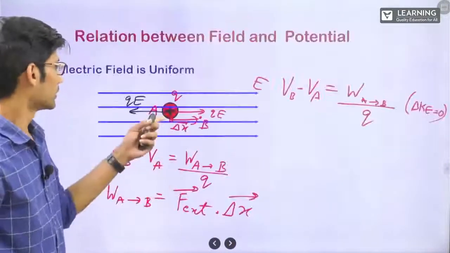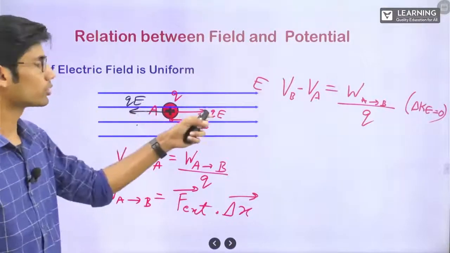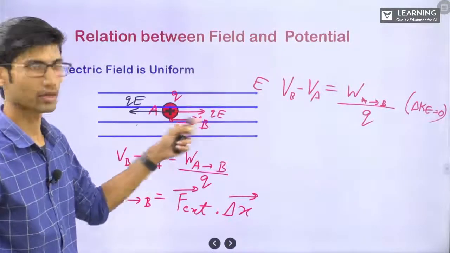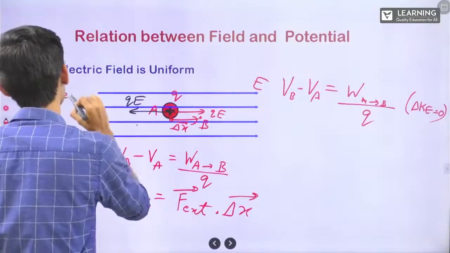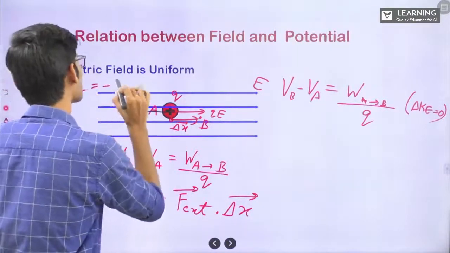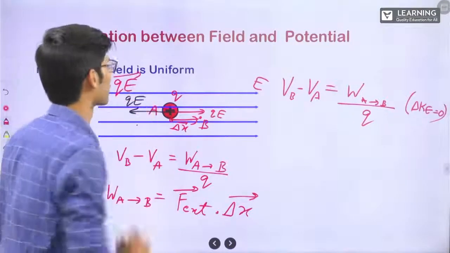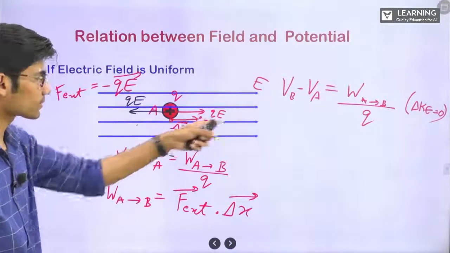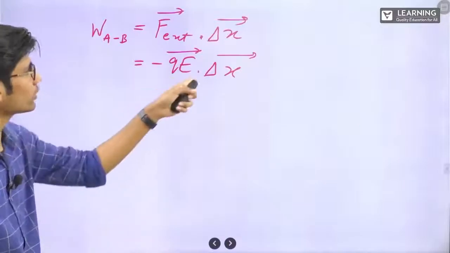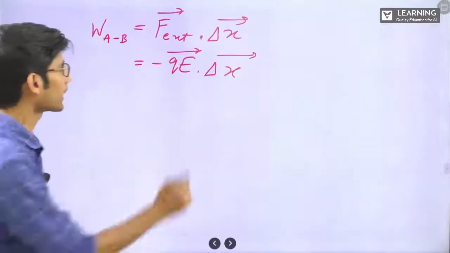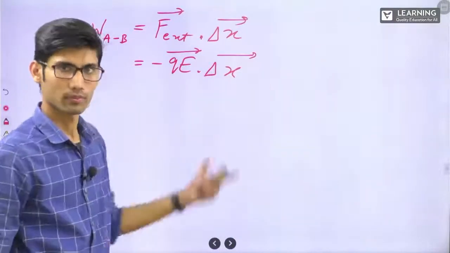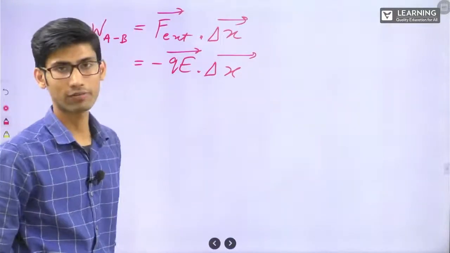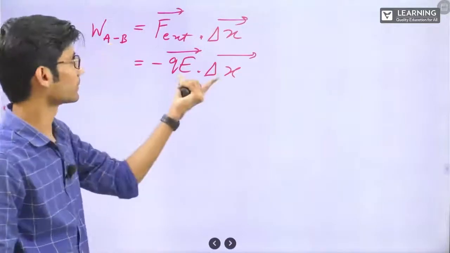This force is negative to this electric force, correct? So force by external agent is basically minus QE, right? Delta x is plus delta x. So minus QE dot delta x. Right now I am not opening this dot product. I am not writing cos theta further. Everything is in vector form only. This is scalar, this is vector.